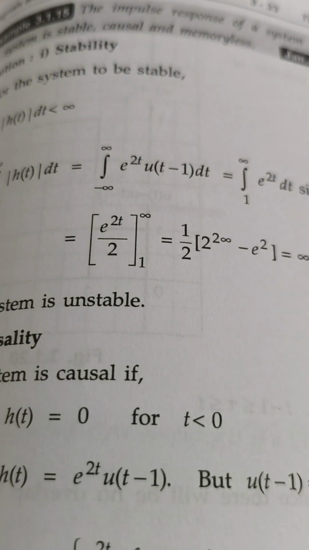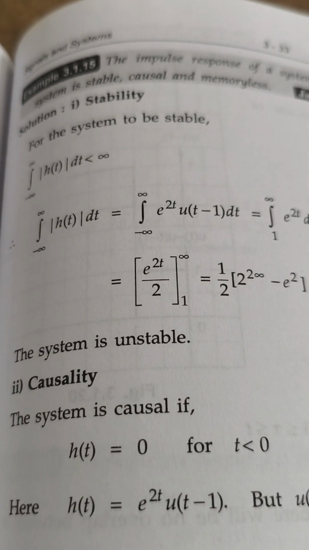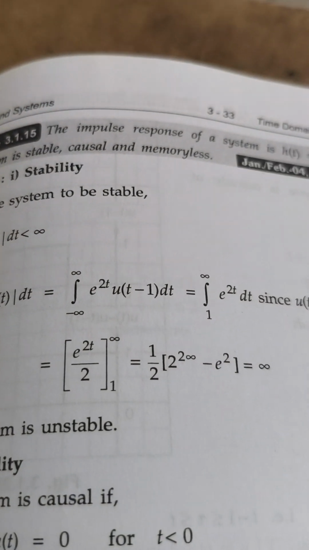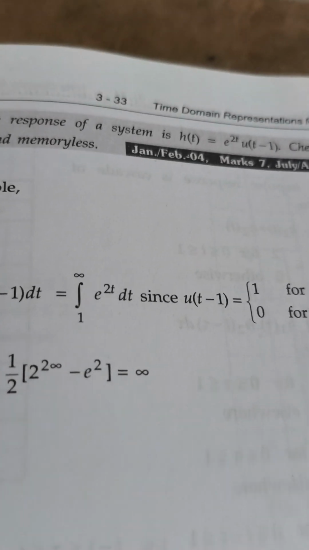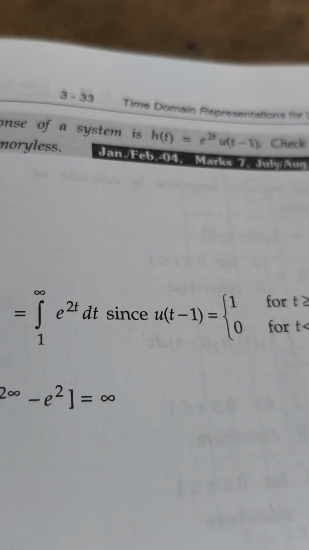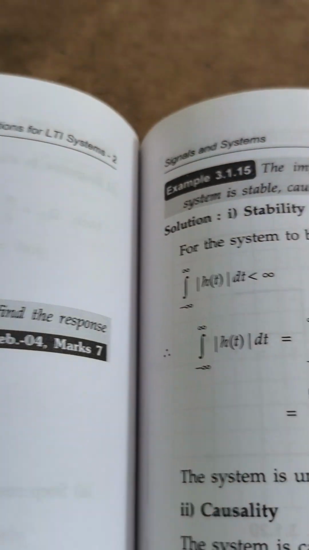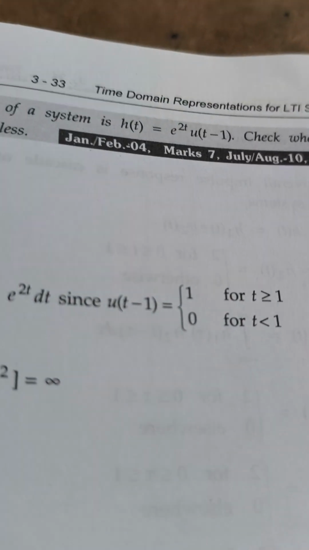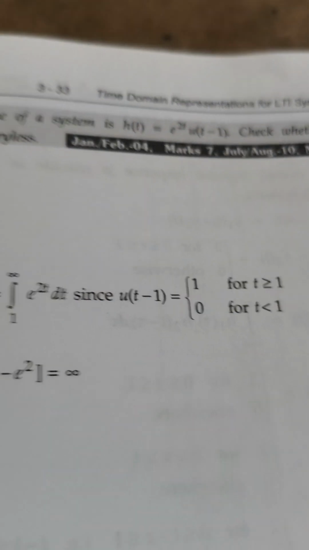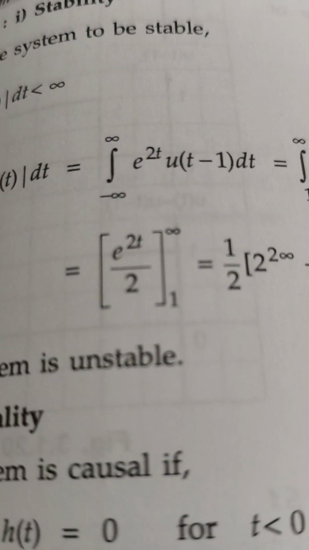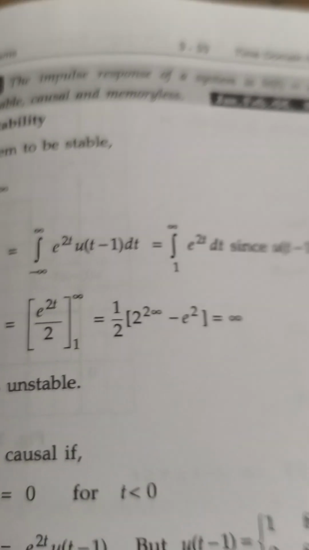Here we are not discussing the signal. Here we are discussing the systems. The impulse response of a system is h of t. Once again, h of t. This is also related to the convolution integral only.